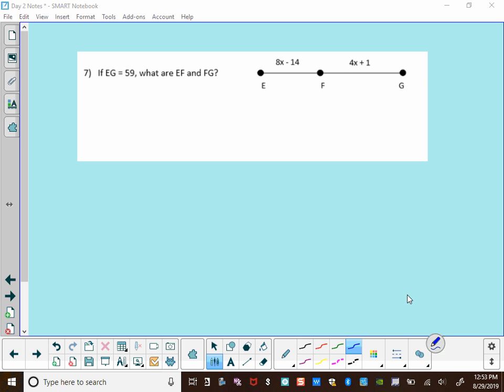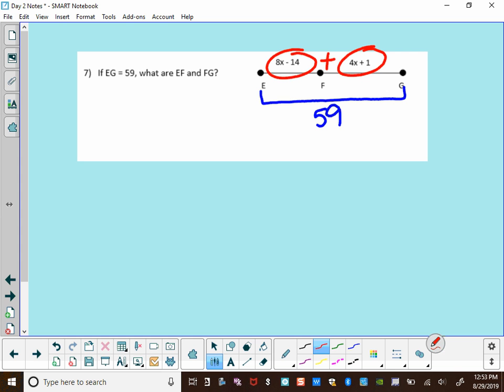All right, so number 7. It says that EG is 59, I'm going to physically draw it in there. It's just so much easier to see. It says, what are EF and what's FG? Well, first, that means that these two segments need to be added together so they can equal 59. Okay? So that's what we're going to do.